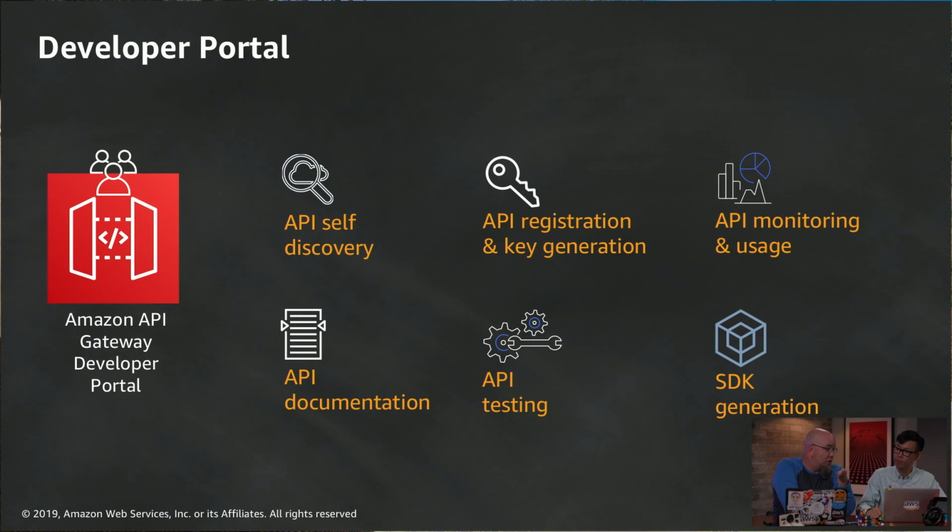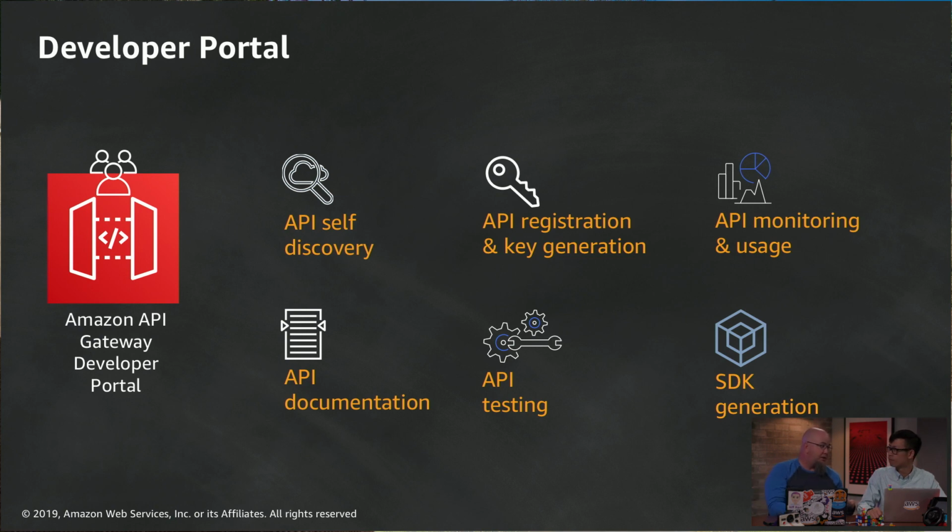some of the new things: API search and API discovery, API registration and key generation. So what someone can do is they can come out, register for a key, generate the key, and then they have that. And through the API monitoring and usage, they can tell, hey, here's how much I'm using Alan's API. Here's how much I'm using Eric's API. Mine will probably be low. But you can use API documentation.